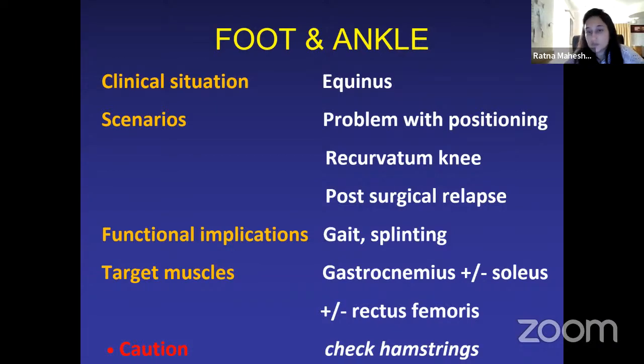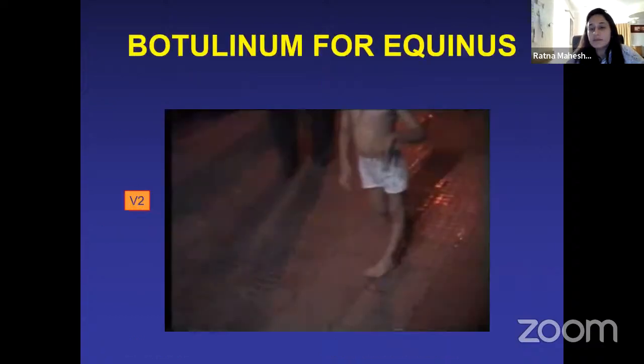We are going to check even for the soleus by the Silfverskiöld test. We need to look for the hamstrings also, because sometimes what happens is if the gastro is very, very active and we only inject the gastro and we do not look at the hamstrings, or we think that the hamstrings are not tight just because there was a recurvatum, the child can land into a flexed knee gait. So it's important to check for hamstrings also, and also for the rectus here. And then go ahead with the injection.